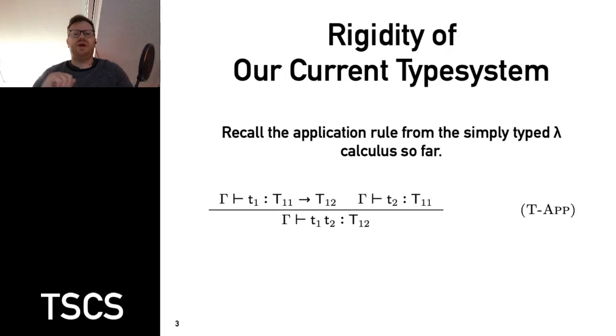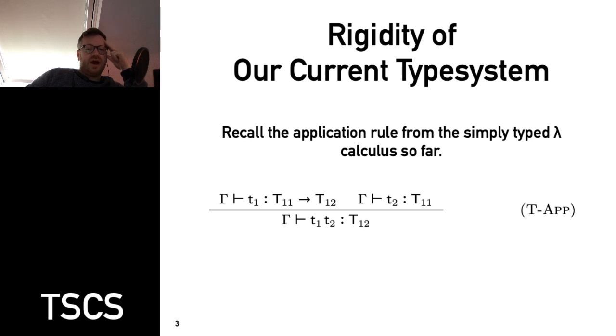So let's look at what we have right now in our current type system for the simply typed lambda calculus. So this is the application rule. The application rule says, okay, you have a function that is the t1, and you have a parameter to this function which is t2, and you apply the function t1 to the parameter t2. And of course, t1 needs to be of a function type going from something like t11 to t12, and you have this parameter which needs to match the input type of the function. This is all nice.